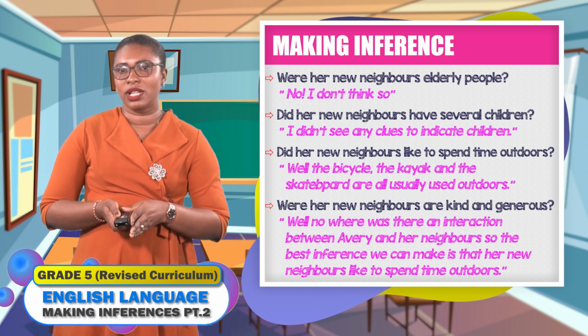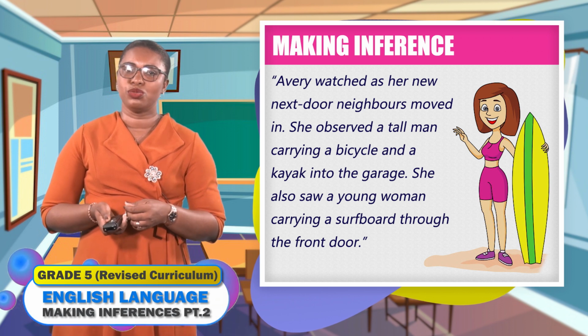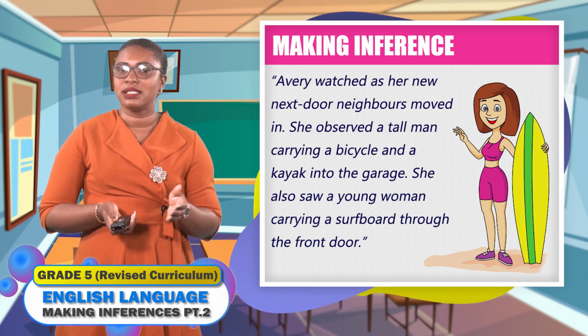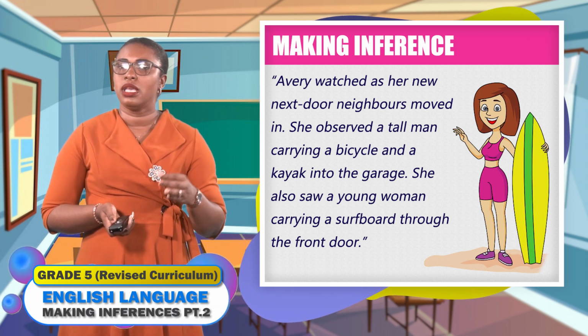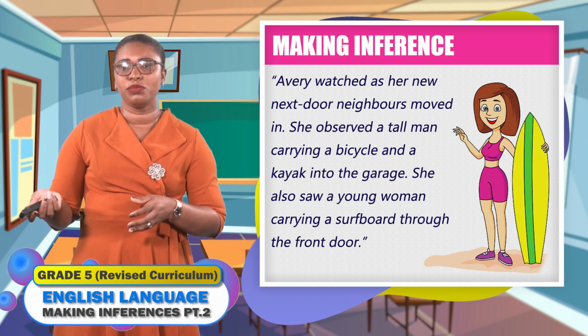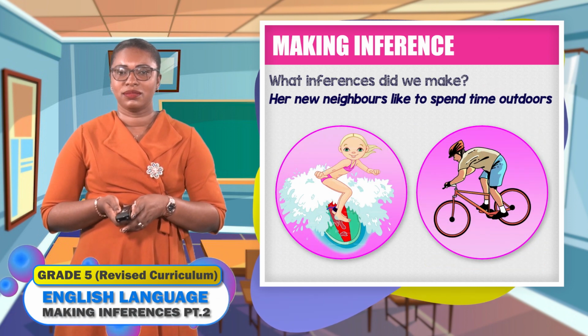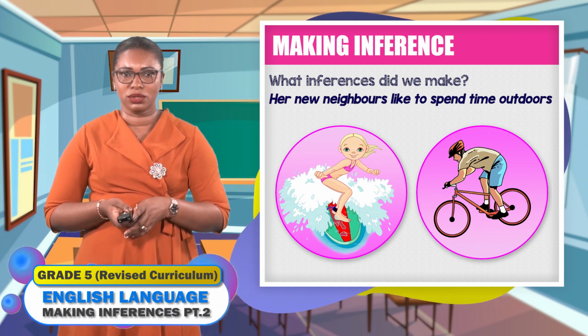Let's read the text one last time. Avery watched as her new next-door neighbors moved in. She observed a tall man carrying a bicycle and a kayak into the garage. She also saw a young woman carrying a surfboard through the front door. What inference did we make? Her new neighbors like to spend time outdoors.